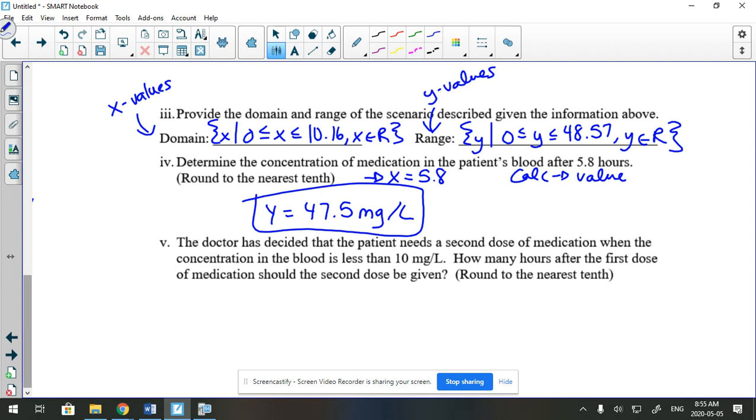Okay, last question. The doctors decided that the patient needs a second dose of medication when the concentration in the blood is less than 10 milligrams per liter. We want to know how many hours after the first dose we should give the second dose. In other words, I want to see on my graph when my y gets back down to 10 milligrams, because once that happens, I need another shot of medicine. When you have a y value and you're trying to find what your x is, you have to do a little bit more work. You have to find the point of intersection.